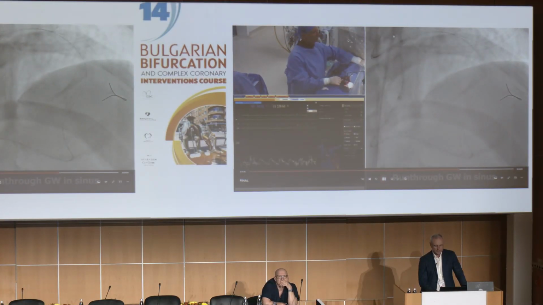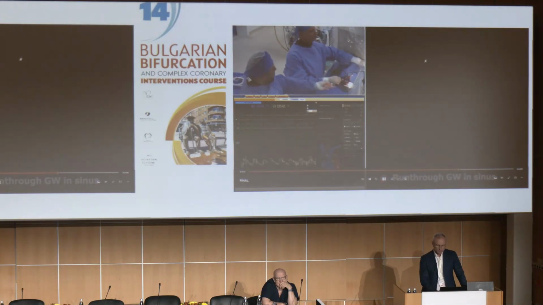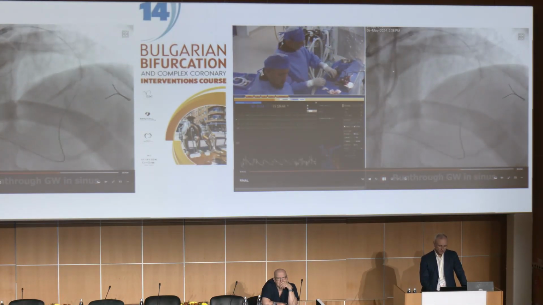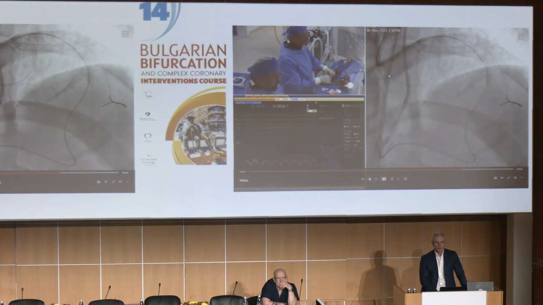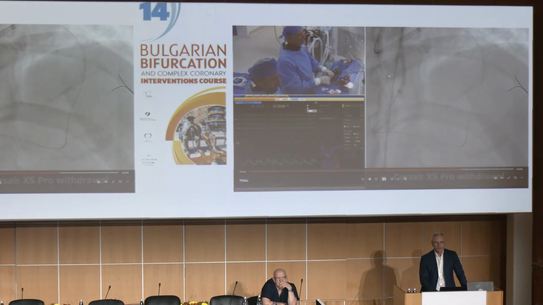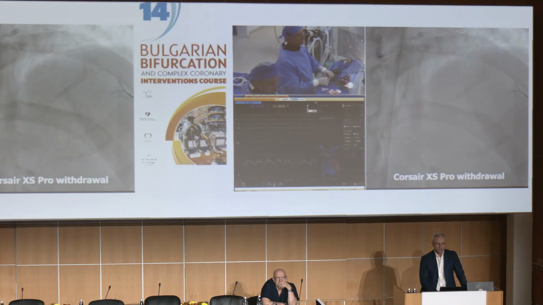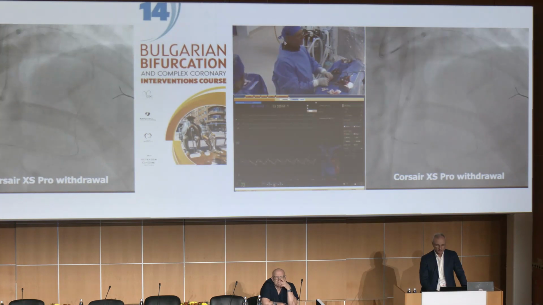What we did as another evolution, you see that there is a wire in the sinus that we inserted. Here is the microcatheter. And the purpose of this is to protect the guiding from engaging deeply in the left main. So essentially you're protecting the left main.